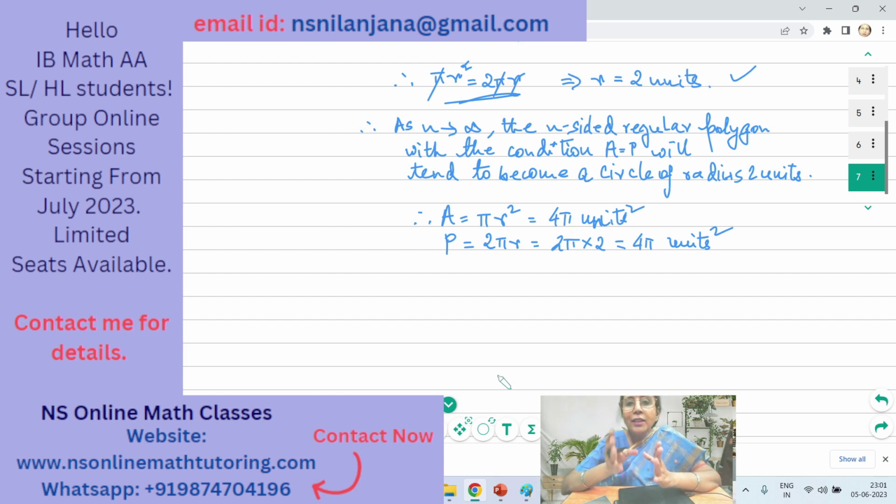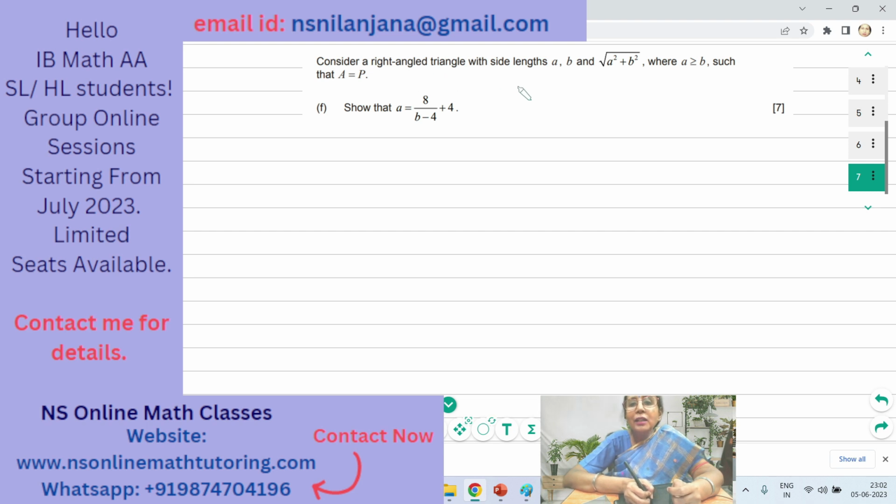Okay. So we are done with the subpart E, but this was not the last subpart. So let us move on to the next subpart. Okay. Consider a right angle triangle with side lengths A, B and square root of A square plus B square. Right angle, so square root of A square plus B square, this is the hypotenuse. Where A is greater than or equal to B such that A is equal to P. The area of the right angle triangle is equal to its perimeter. Subpart F question is show that A equals 8 over B minus 4 plus 4.